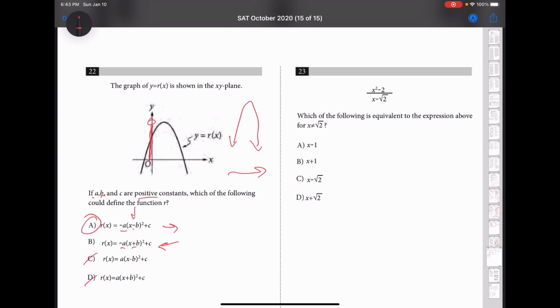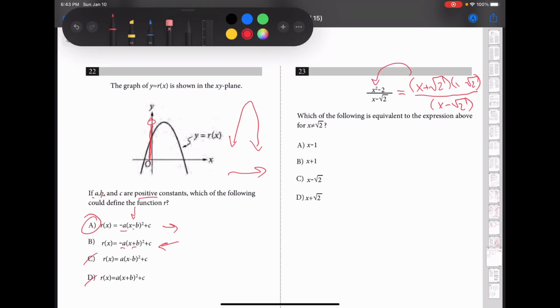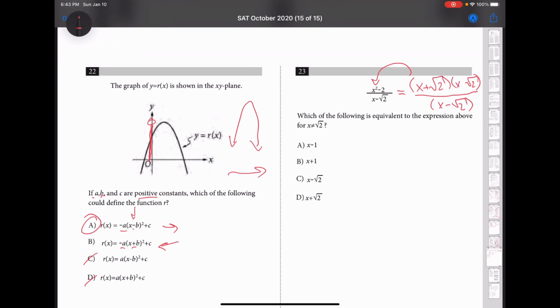So the expression above can be simplified if you break it down into factors. The top is going to be x plus the square root of 2 times x minus the square root of 2, and the bottom is x minus the square root of 2. If you do the FOIL, you should get back the original. So top and bottom cross out, and you get left with x plus square root of 2. The answer is D for number 23.